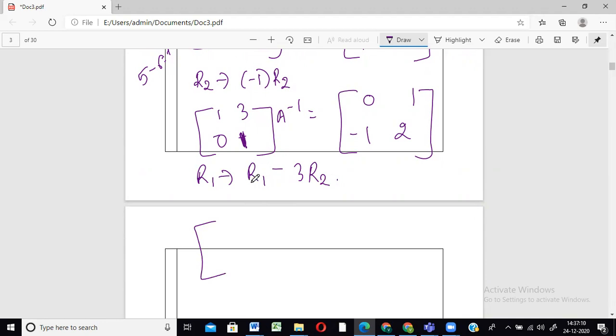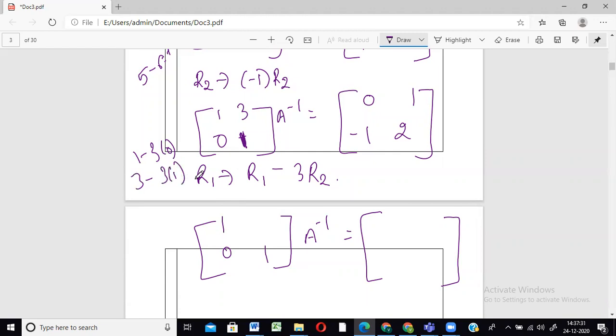Now I have written R1 first. So the row that is going to undergo some kind of change is the first row, and there is no change in the second row, correct? So the second row we can write as it is. R1 becomes 1 minus 3 times R2, so that's 0. So 1 minus 0 is nothing but 1. 3 minus 3 times R2, that's 3 minus 0 is equal to 0, right? Okay. So R1 minus 3 times, so this becomes 0 plus 3, so the answer is plus 3.